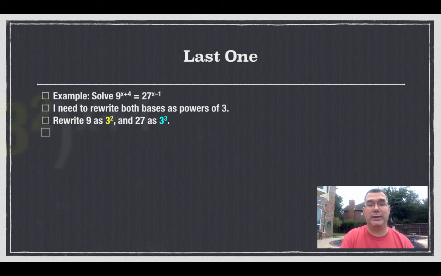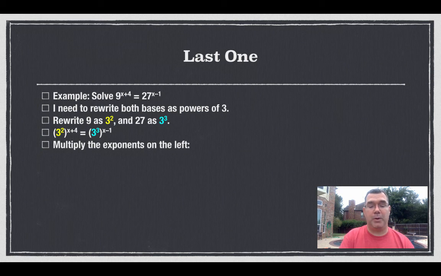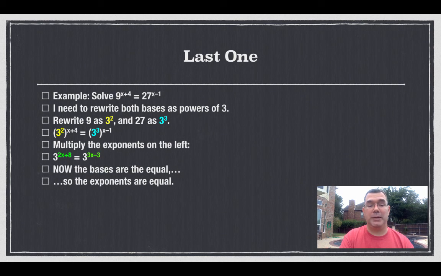So I can rewrite the original equation as 3 squared to the x plus 4 equals 3 to the 3rd to the x minus 1. And if I multiply those exponents, I get 3 to the 2x plus 8 equals 3 to the 3x minus 3. So now the bases are the same, so the exponents must be equal to each other, and that's what I solve. 2x plus 8 equals 3x minus 3.